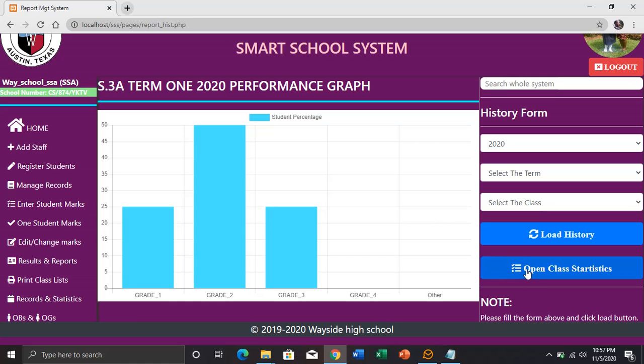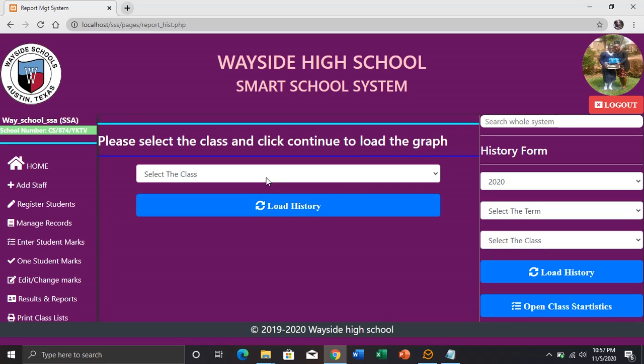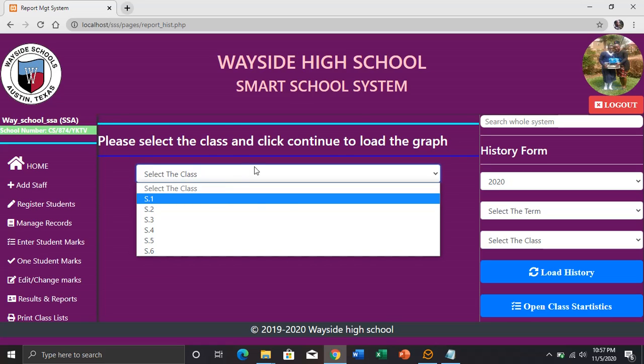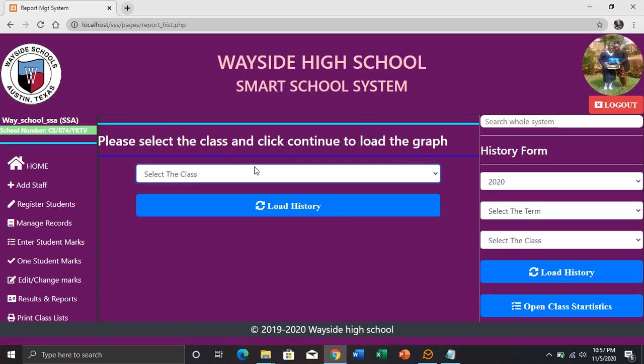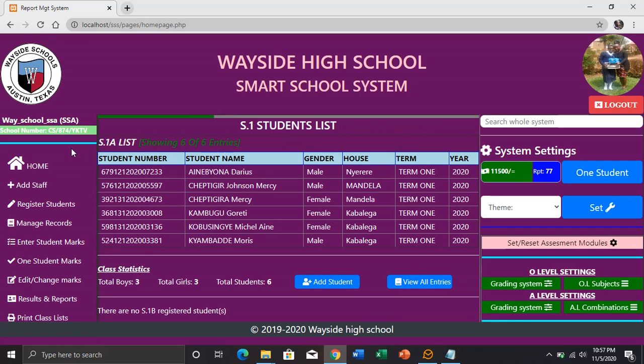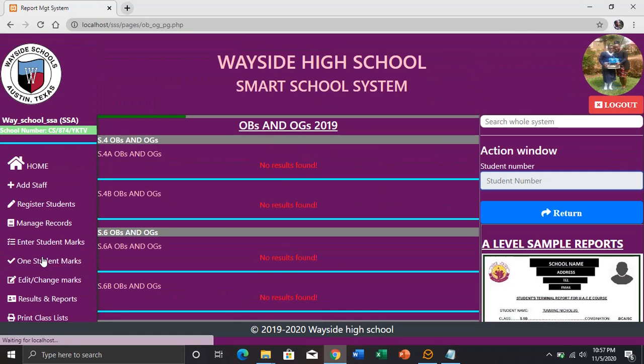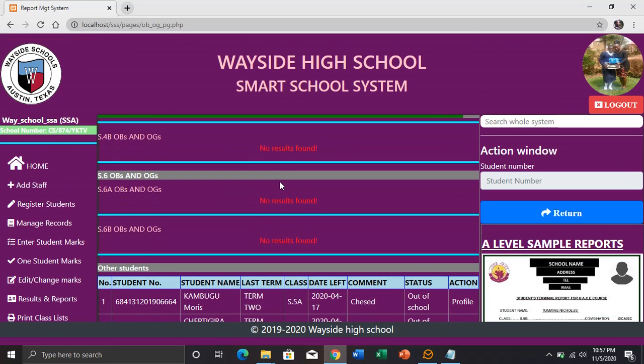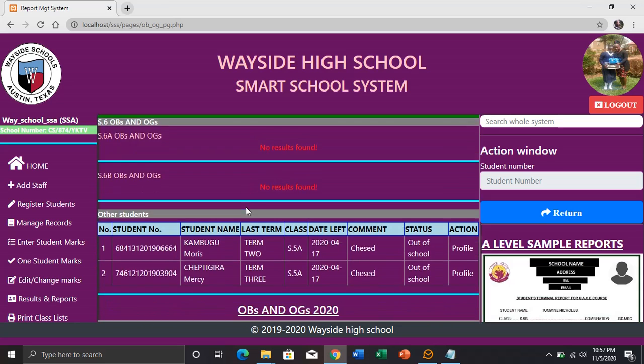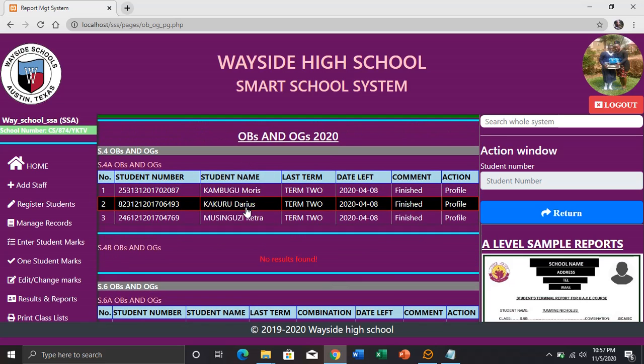There is also the class statistics tab, which helps us to look at graphical representations over the number of years since we installed this system. From there, we can also access the OBs and OGs tab, where we shall find all students that have completed their Senior 4 and Senior 6, and then we can have their historical data to help us in decision making.